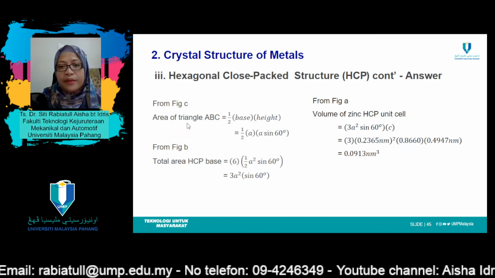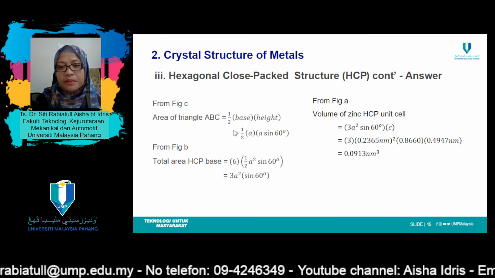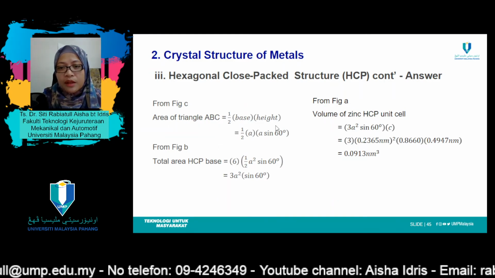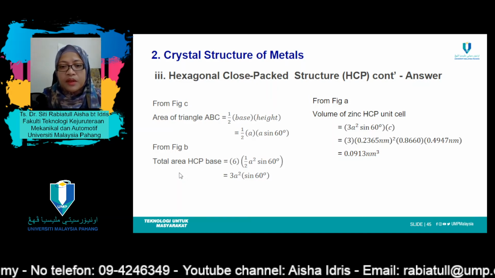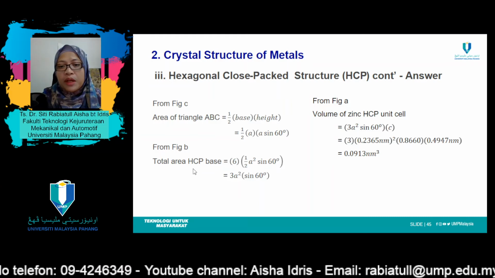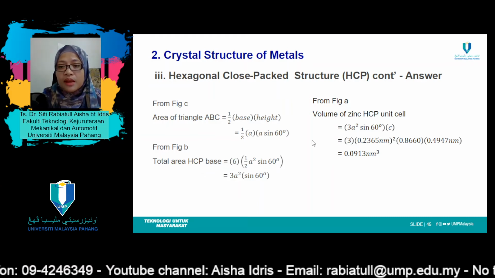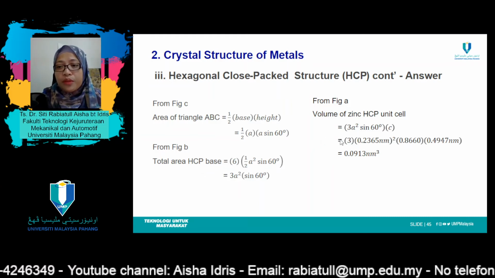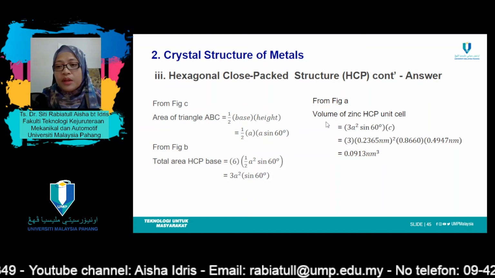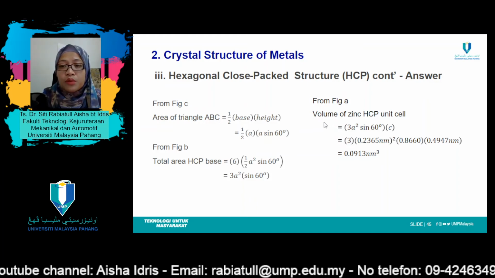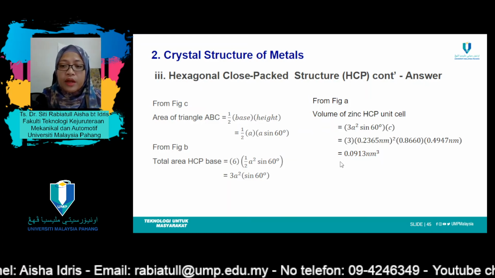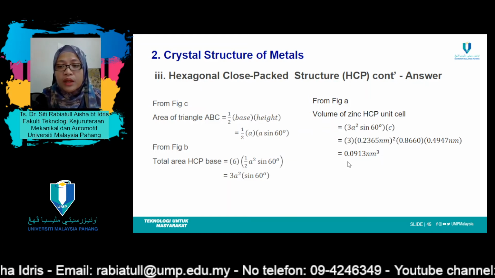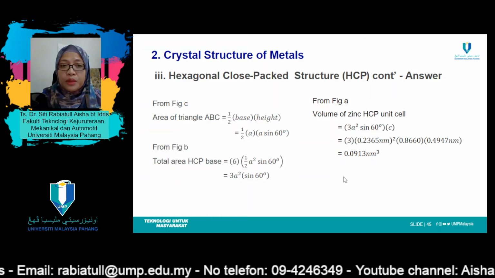Let's see the calculation. Again, for the area of triangle ABC, you should be able to get this data. Then multiply by 6, because the total area for the HCP base equals 6 triangles. Then multiply by its thickness, because we want to find the value of the volume. And finally, you should be able to get the value of 0.0913 nanometer cubed.